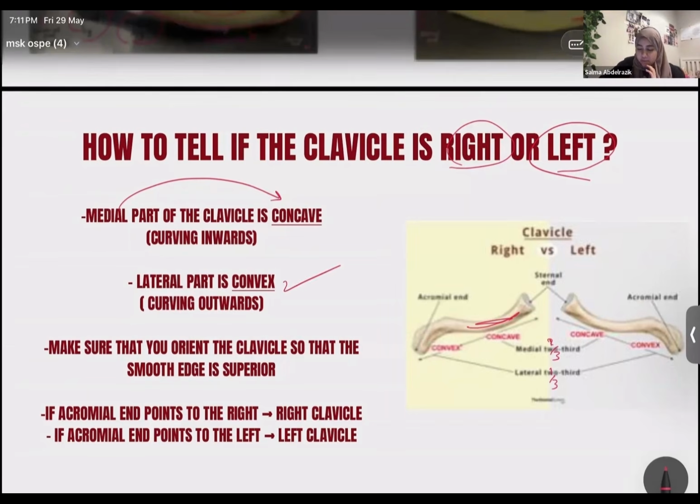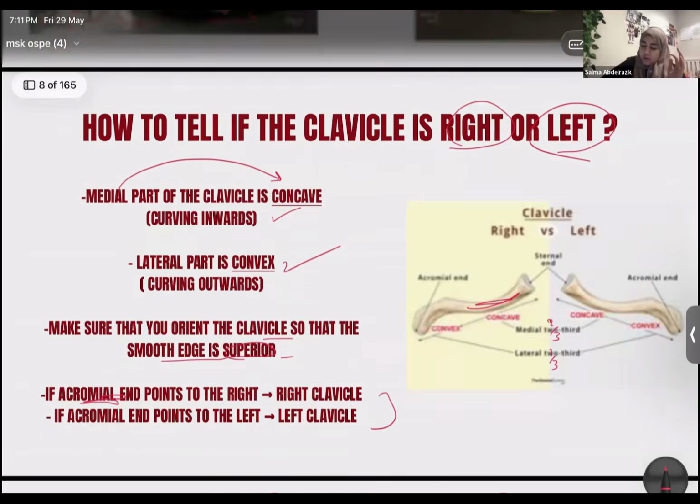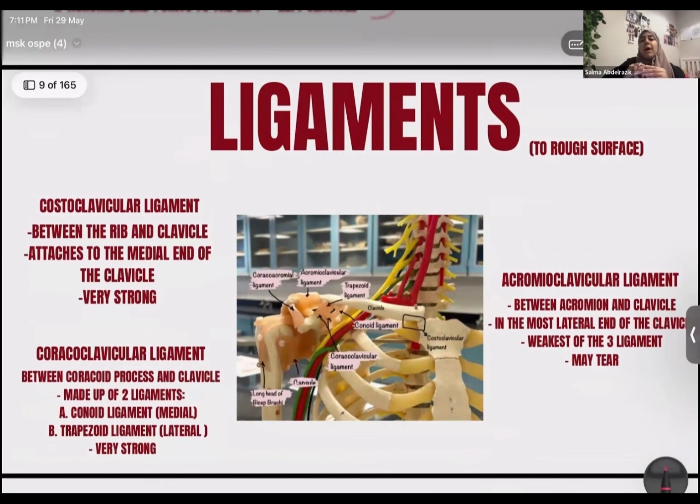Okay, so we said the lateral part is convex, this one is concave. Make sure that the smooth edge is superior, exactly. So the acromion tells you which direction the clavicle is. If the acromion is to the right, which is the most lateral part, then you have the right clavicle. If it's pointing to the left, it's the left clavicle, and so on. Awesome. Now we told you everything about the bone itself.